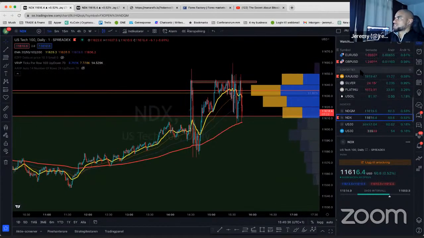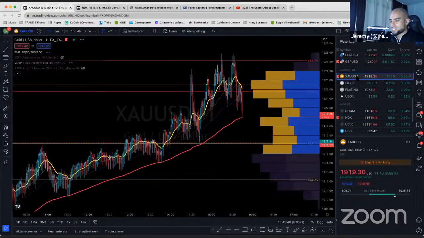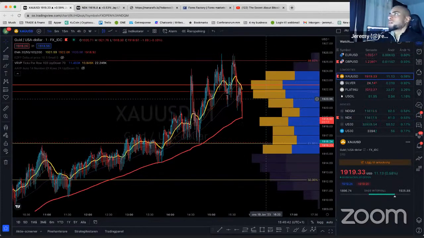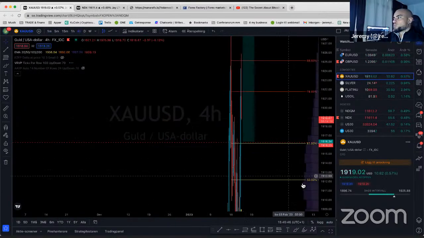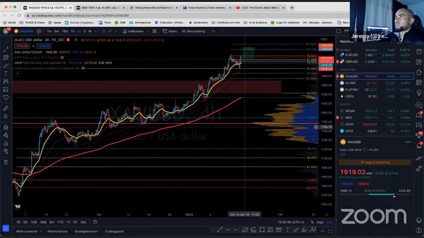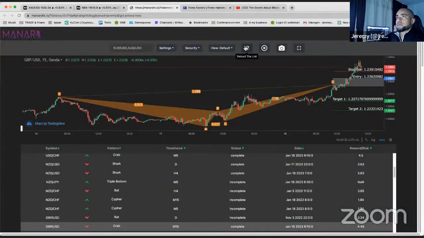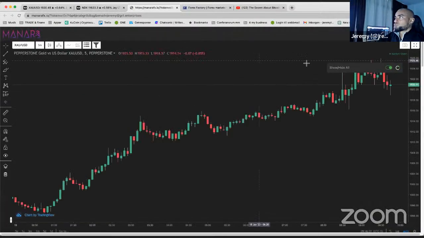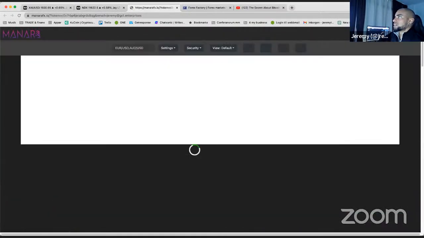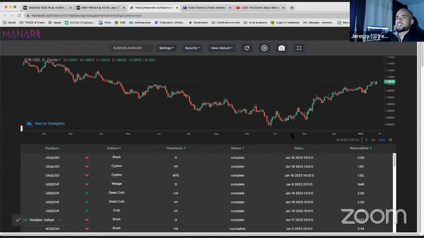So let's look at trades for the rest of the day. Let's see if we see something on the markets that is interesting for us. What we will do is we will start with Manara. Manara is my definite favorite tool to trade with. So this is Manara. What Manara does is it scans the market for trades.